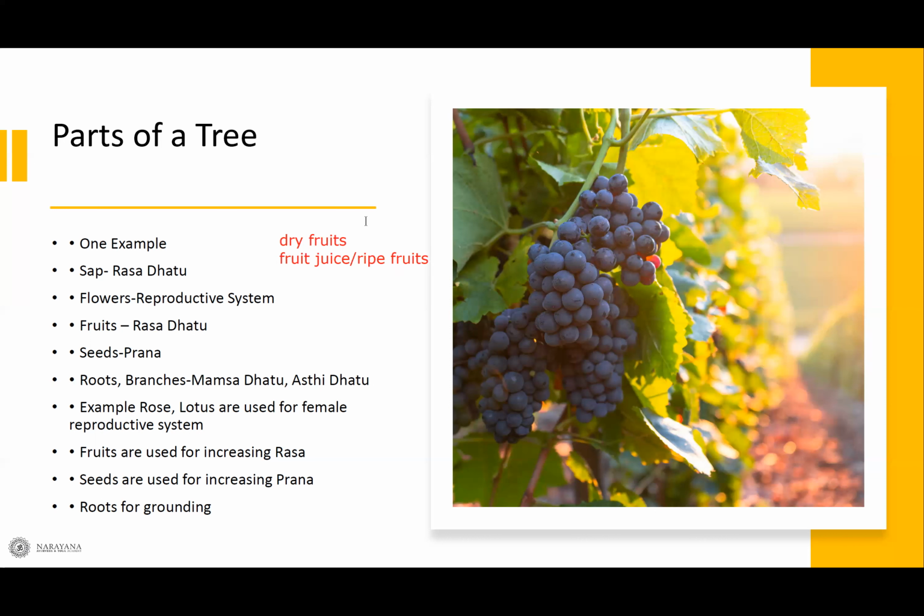So dry fruits are earth and earth element. Water element has been stripped out. Fruit juice is mostly water element, a little bit of earth. So rasa is water element.